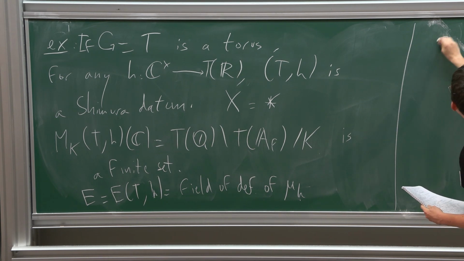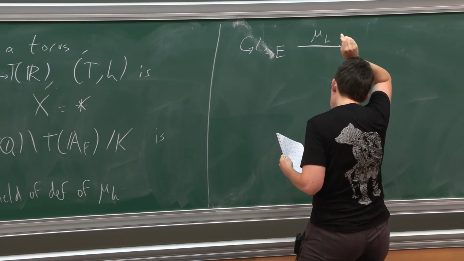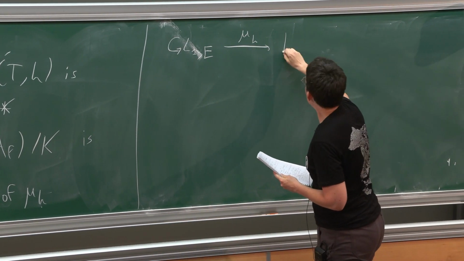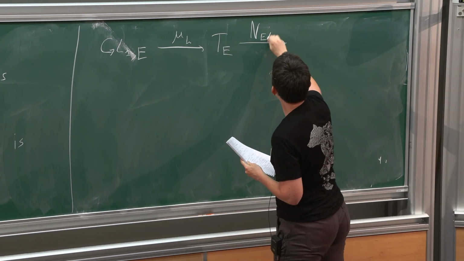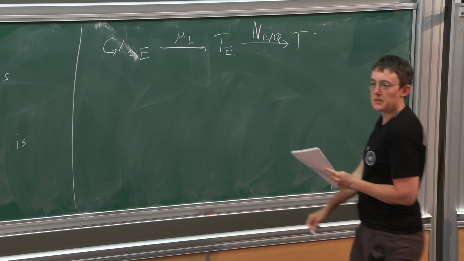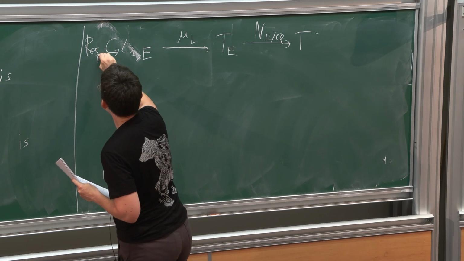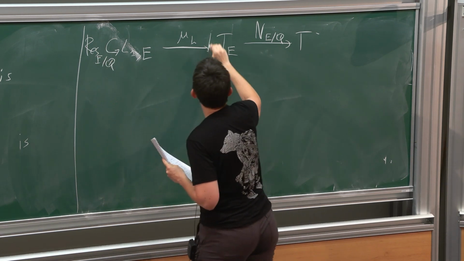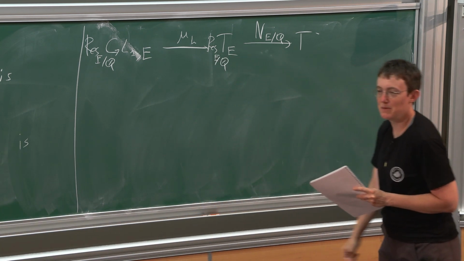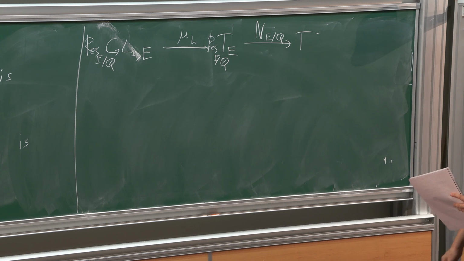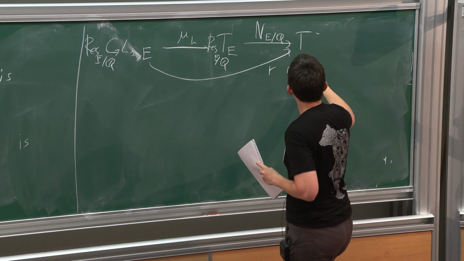So we can start from GL1 over E, and here we have mu H goes into T over E, and then here I can apply the norm to land back into T. Technically, if I want to be very rigorous, I want all of this to be algebraic groups over Q, so I put Weil restrictions of scalars here. So this I'm going to call R, the reciprocity map.